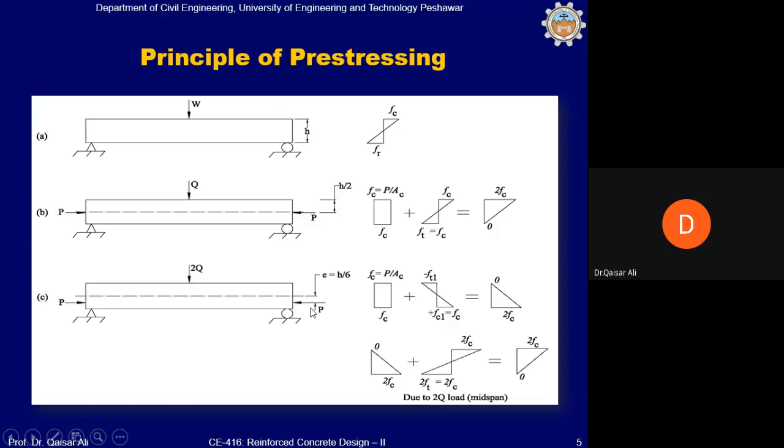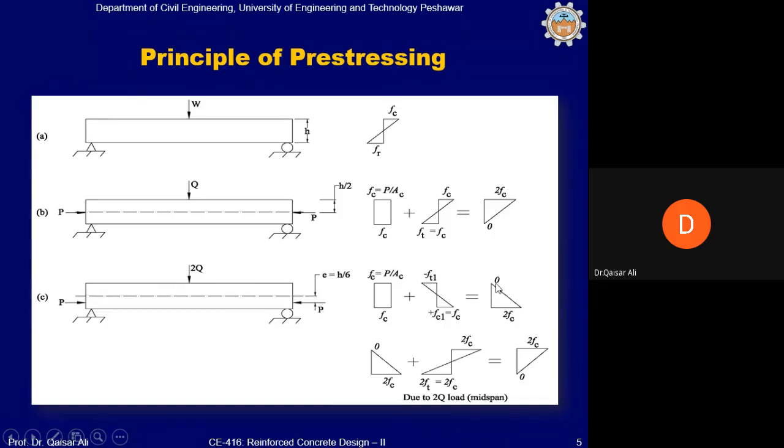Okay, now when this P produces the state of stress P by A, plus tensile stress is equal to minus Ft, tensile stress in the upper fiber, and compressive stresses in the lower fibers. So we have designed this force P such that this produces Ft1 equal to Fc. You know that Fc is equal to P divided by A. So once this Fc is added to this minus Ft1, which is produced by this eccentric application of the force P, then Fc minus Ft will give us a 0 tensile stress.